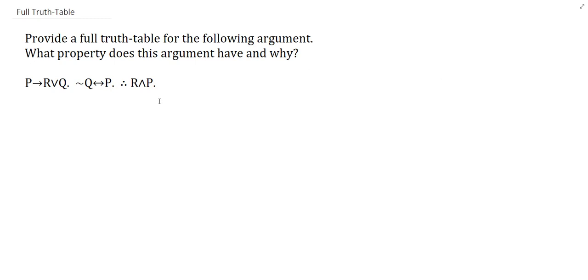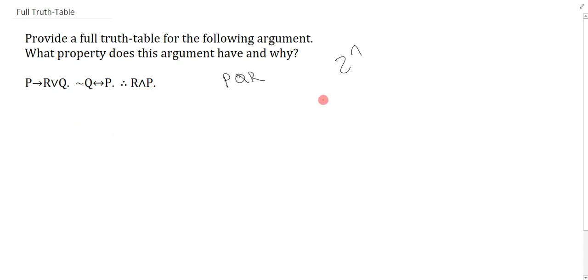We've got premise one, which is P arrow R or Q. We have premise two, negation Q conditional P. And then we have the conclusion, R and P. Well, this has three atomic letters, namely P, Q, and R. And I know that there's some formula that says I'll have 2 to the n rows. So I should have 8 rows for this. So go ahead and construct your table.